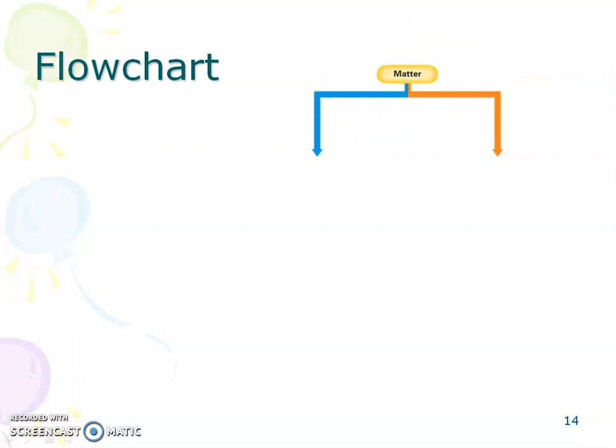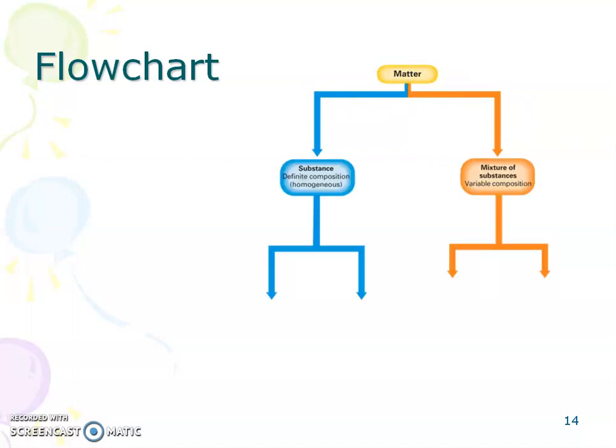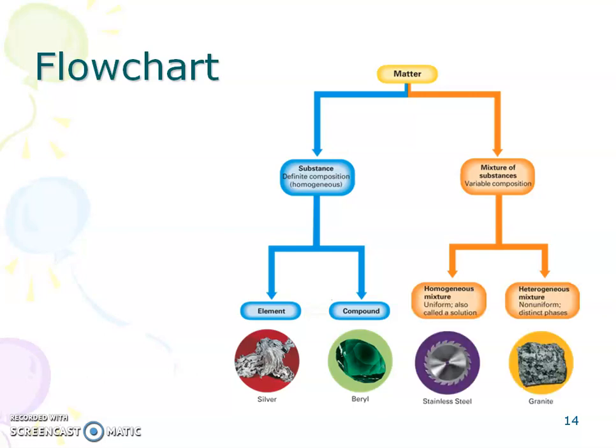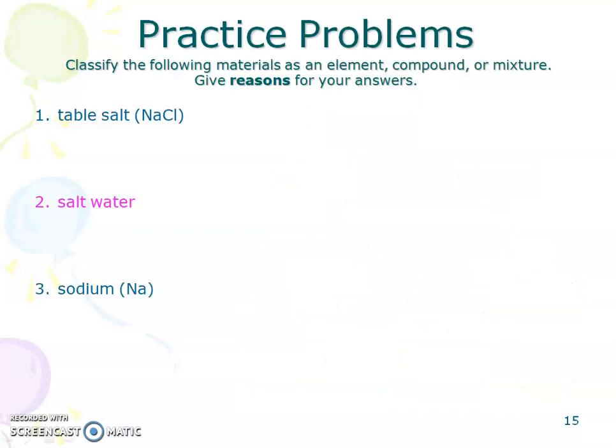But if we look at this flow chart, it's a nice flow chart because everything is matter, and we can break it apart into two components, a substance or a mixture. A substance can only be two things. It can either be an element or a compound, and a mixture we also divide into two categories, homogeneous versus heterogeneous. Again, we're going to come back to this flow chart in a minute.